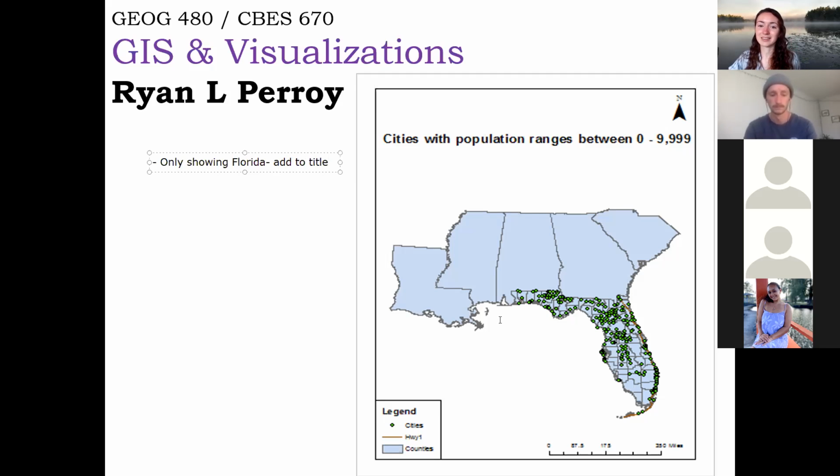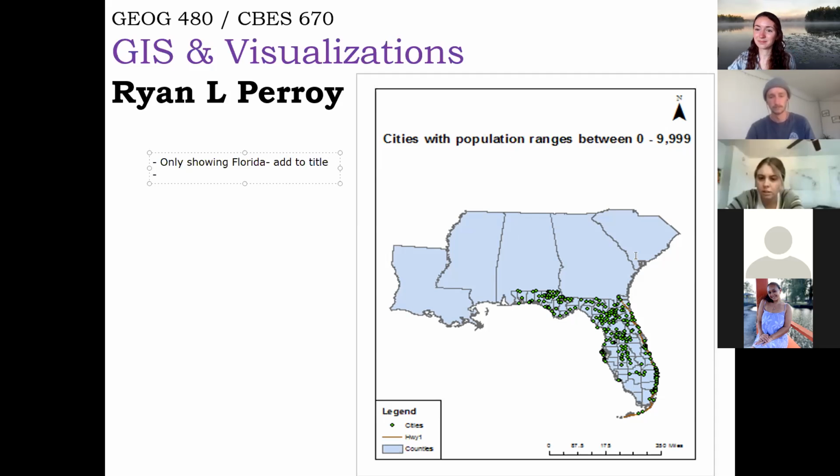Do you think Louisiana, Alabama, all of those states don't have any cities with a population less than 10,000? They do, but it looks like they just ignored it. Right. It also looks like this is just an island and there's no actual land connecting to these other states, if you weren't familiar with this area. Right. So definitely specifying Florida would help with that.